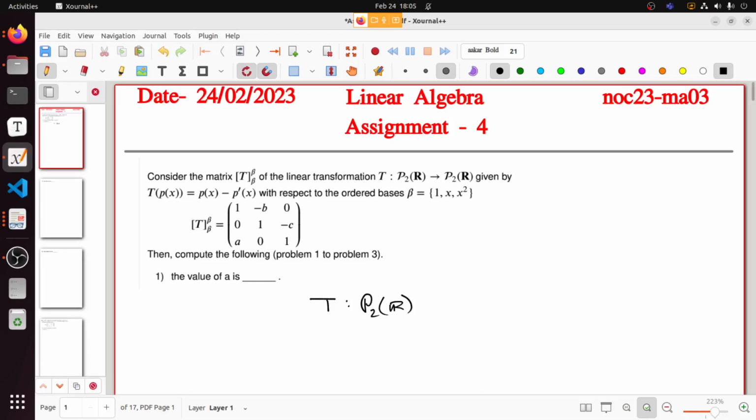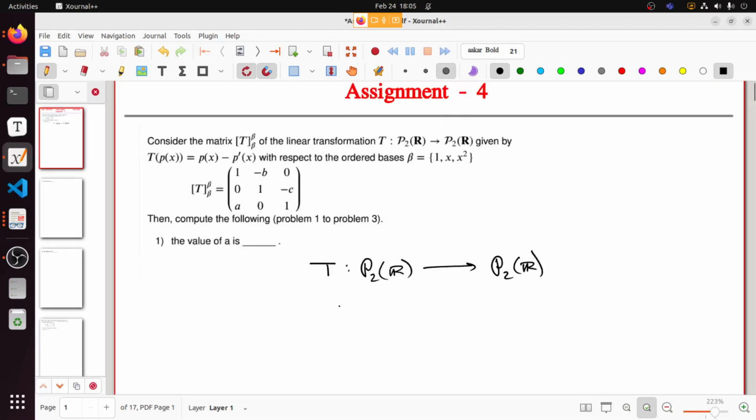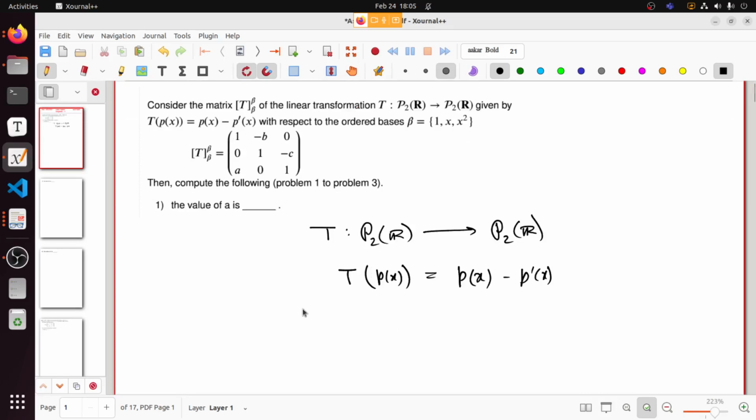P2R is the set of all polynomials with real coefficients of degree less than 2, right? T is the map. How is it defined? T of P(x) takes a polynomial and sends it to P(x) minus P'(x), the derivative of P. So we have to find the matrix of T, and the basis is given. Beta is the basis. What is it? 1, x and x squared.